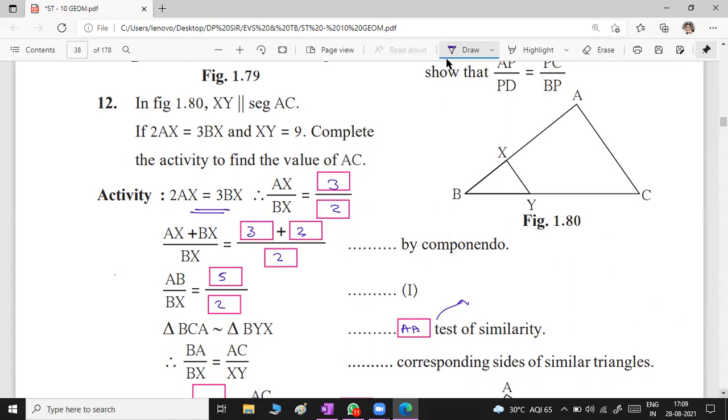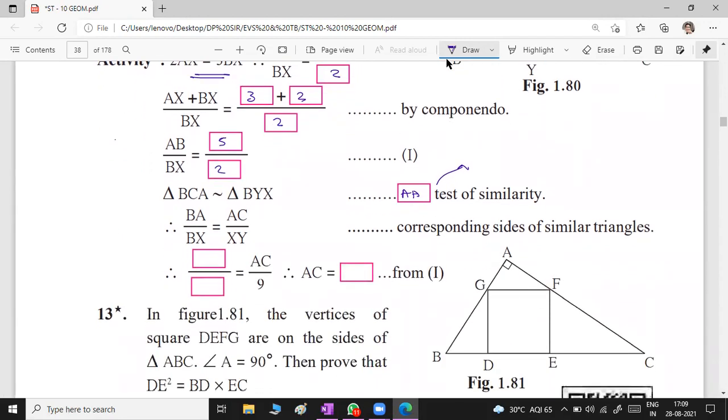Once you get triangle similar, you can do CSST, corresponding sides of similar triangle. Then here it would be 5 upon 2 is equal to AC upon 9. Therefore AC इसको solve करो. So AC के लिए तुमको मिल जाएगा 5 into 9 upon 2. So 45 upon 2. So here it's going to be 22.5. Okay. 22.5.